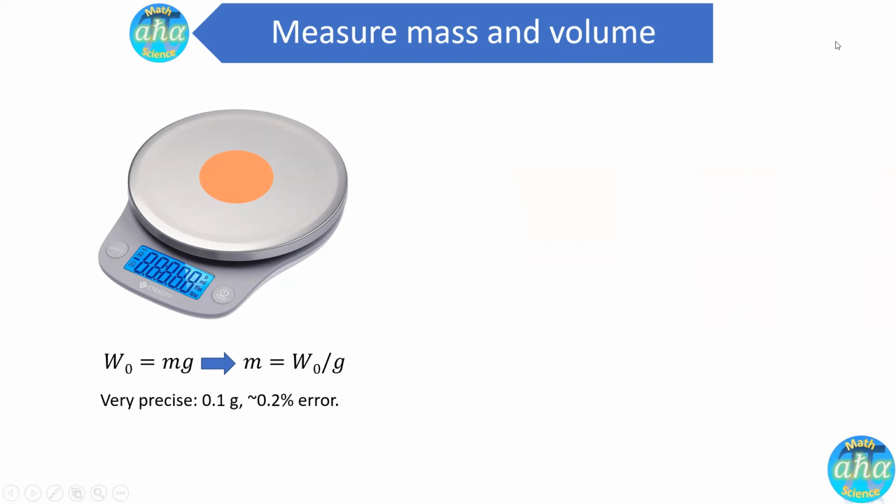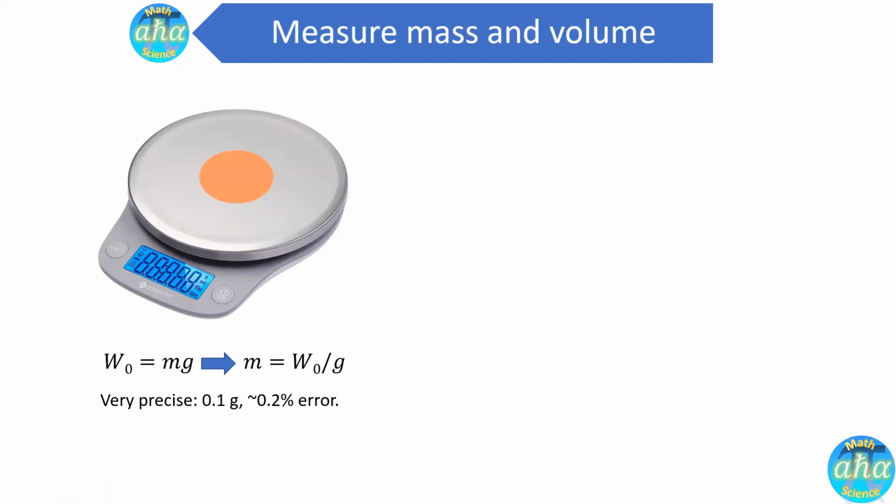The g constant here is 9.8 meters per second squared. And from this, we can get the mass, which is just equal to the weight divided by the g constant. And that's usually actually displayed on the scale. This measurement is very precise.